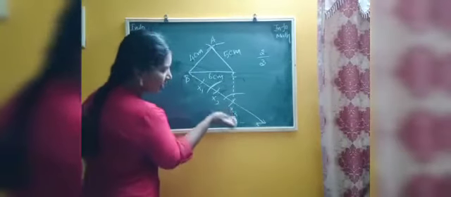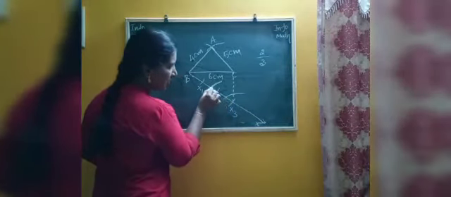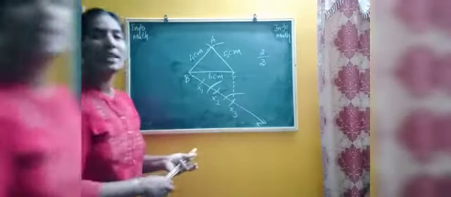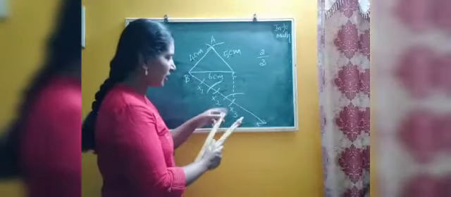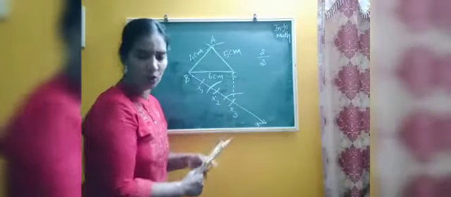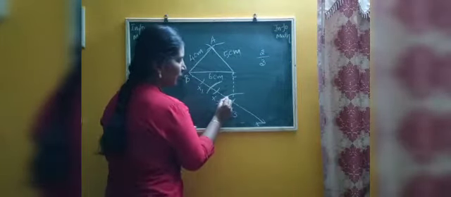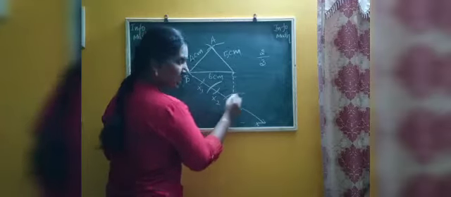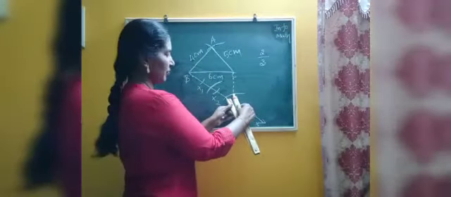See children, the distance from X3 to this arc and from X2 to this arc should be equal. Then measure the angle. How to measure the angle? This intersecting point is there, no? I'm drawing, keeping the dot, you see, from the intersecting point to this dot. This is called angle measurement. You have to measure the angle.